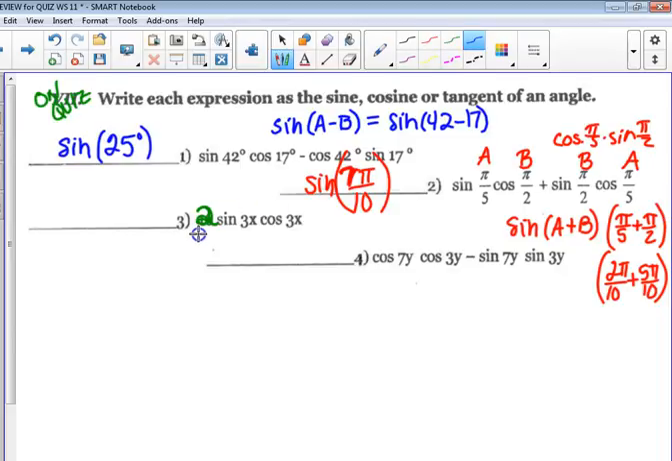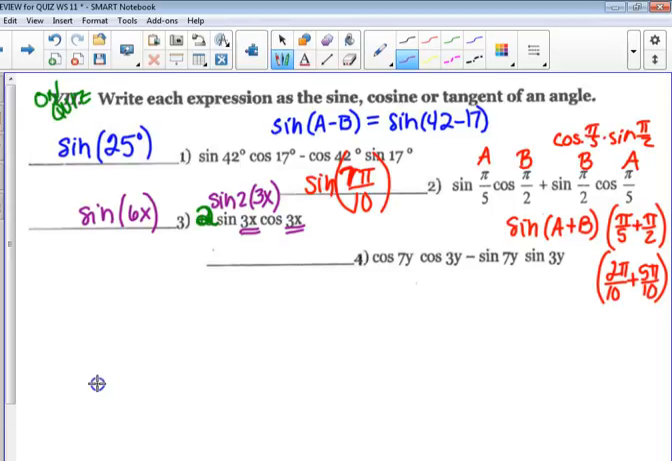All right, what about this one, guys? 2 sine 3x cosine 3x. You find it? 2 times sine times cosine is the sine of the double angle. But ours is not just an x, it's a what? 3x, so we would write sine of 6x.